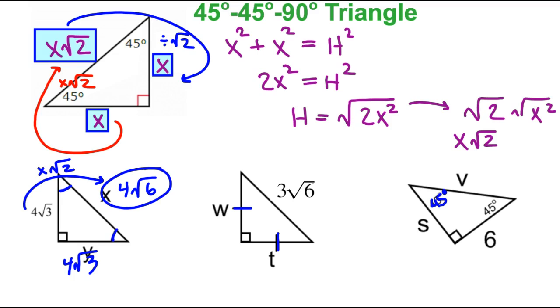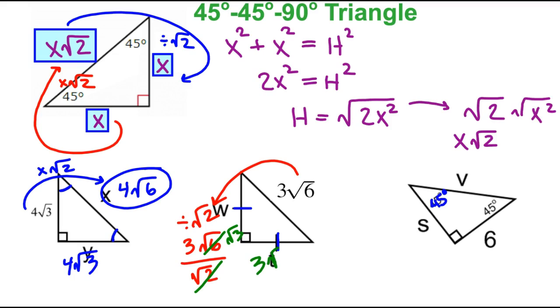So how do we go backwards? We go backwards by dividing, so we got to divide by square root 2. This is where it gets a little bit tricky, but you have 3 root 6 divided by root 2. And the easiest way to do that, you don't have to rationalize this one. You can just factor a root 2 out of that root 6, so this just becomes a root 3. Okay, so now each leg is 3 root 3.